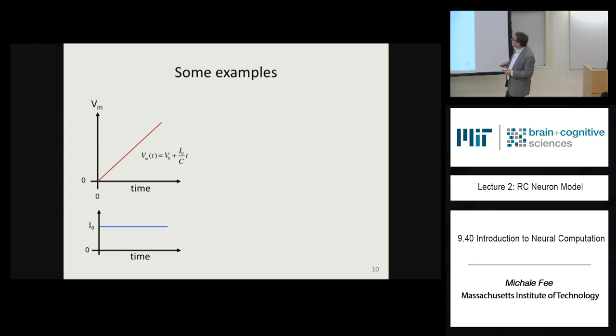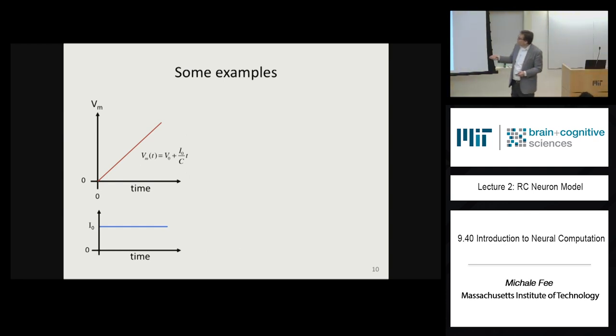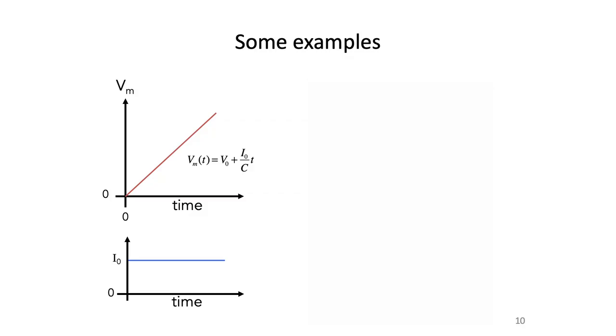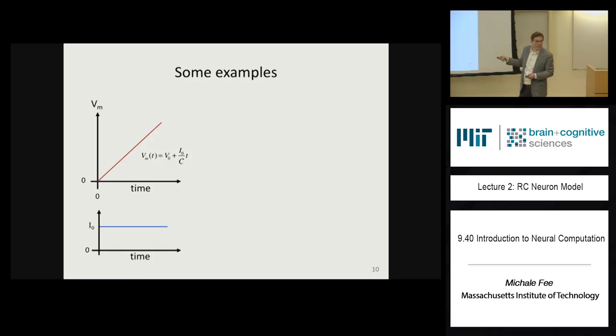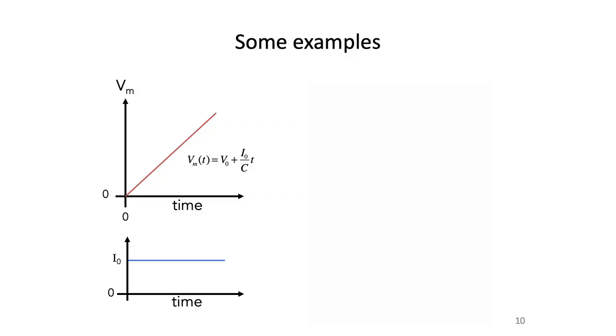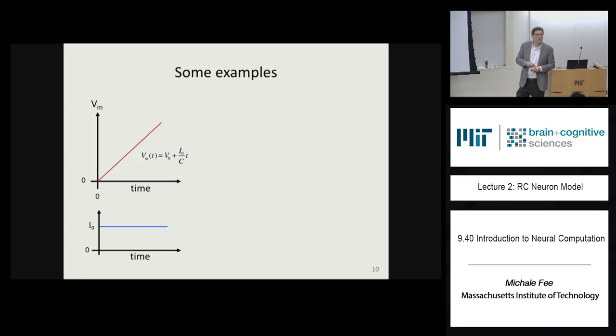Okay, there we go. So what is the integral for a constant current? It's just some constant times time, right? So our voltage is just some initial voltage plus the injected current over C times time. And so you can see where this comes from, right? When you turn the current on, the voltage just increases linearly over time with a slope that's given by the current divided by the capacitance.